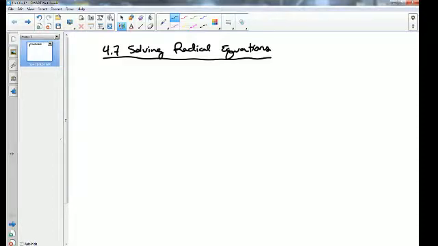So radical equations are anything with a root. Right, so that's radical. Okay, that's a radical equation.